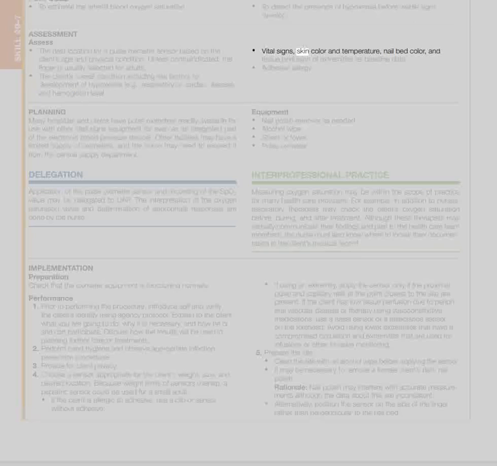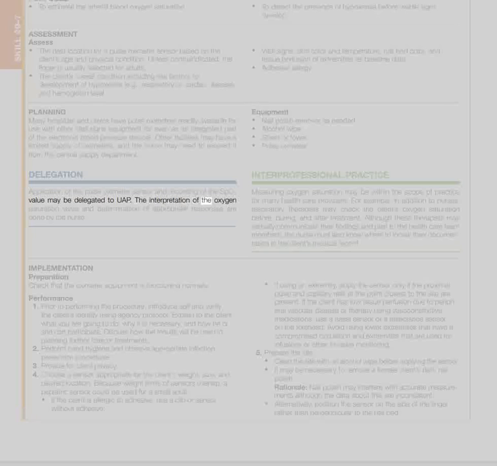Vital signs, skin color and temperature, nail bed color, and tissue perfusion of extremities as baseline data. Adhesive allergy. Planning. Many hospitals and clinics have pulse oximeters readily available for use with other vital signs equipment, or even as an integrated part of the electronic blood pressure device. Other facilities may have a limited supply of oximeters, and the nurse may need to request it from the central supply department. Delegation. Application of the pulse oximeter sensor and recording of the SpO2 value may be delegated to UAP.